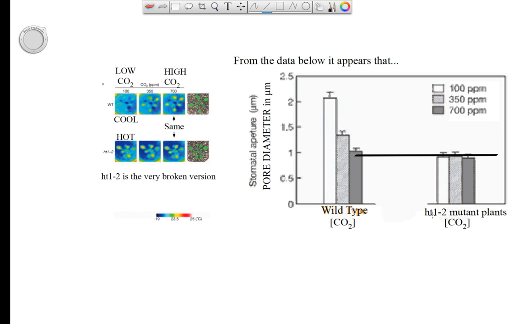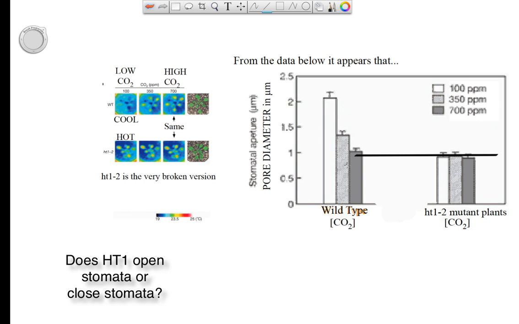So this is when HT1 isn't functional. This is when HT1 is functional. What you need to decide is what is the function of HT1? Is it involved in opening stomata or closing stomata? This is what happens when HT1 is missing. This is what happens at high, medium, and low carbon dioxide conditions when HT1 is present.